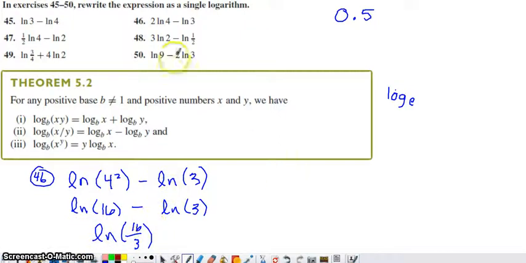So there's number 46. I think that should do it. I think just looking at that should allow you to do pretty much all of the rest of these.